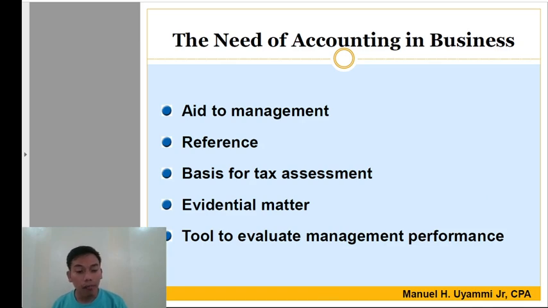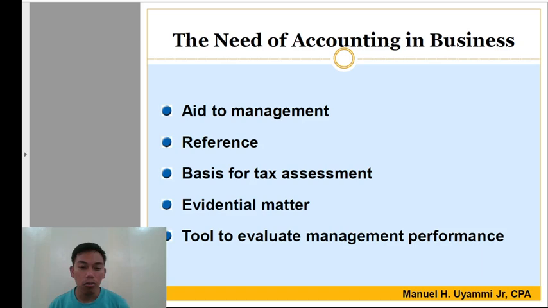And also, it could be used as a reference point. Paano yan? Accounting as a reference point, connected po ito sa aid to management. So ginagamit ang accounting to help the business or to help the management in evaluating the overall performance of our entity. So we check what is happening in our business through the financial reports. And paano natin nagagawa ang financial reports? Through accounting. Also, it is used as a basis for tax assessment. So, ginagamit kasi natin ang accounting to compute kung magkano ang babayaran natin na tax sa gobyerno.